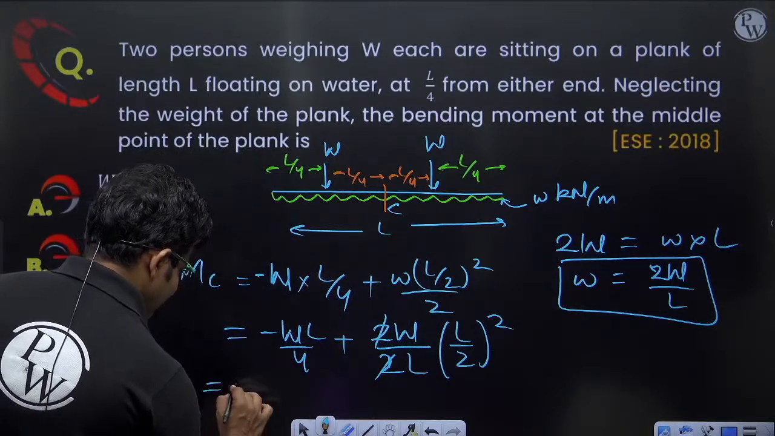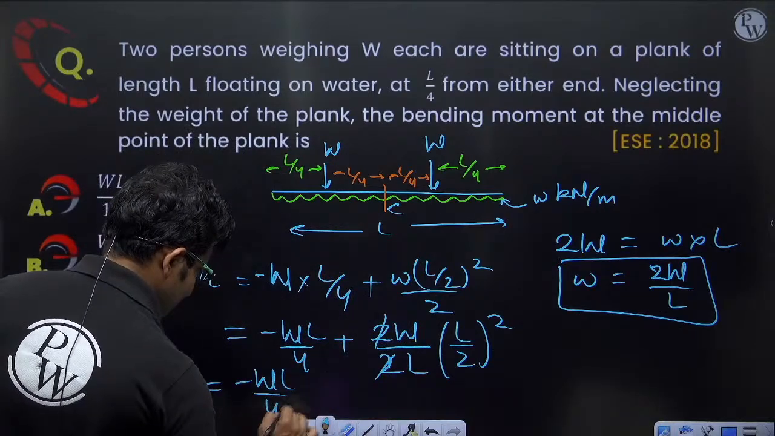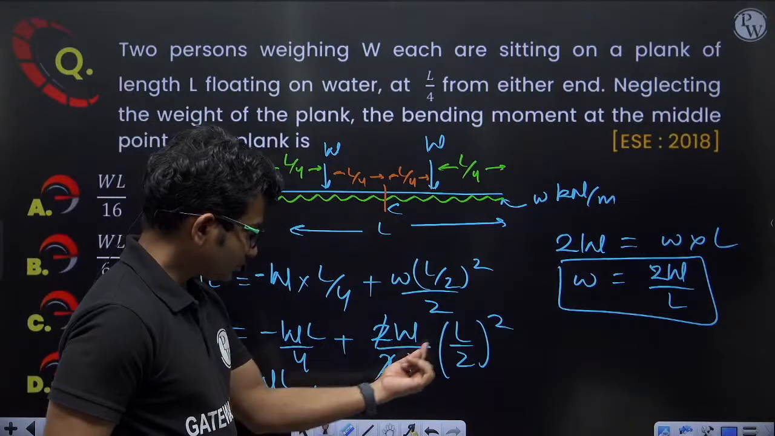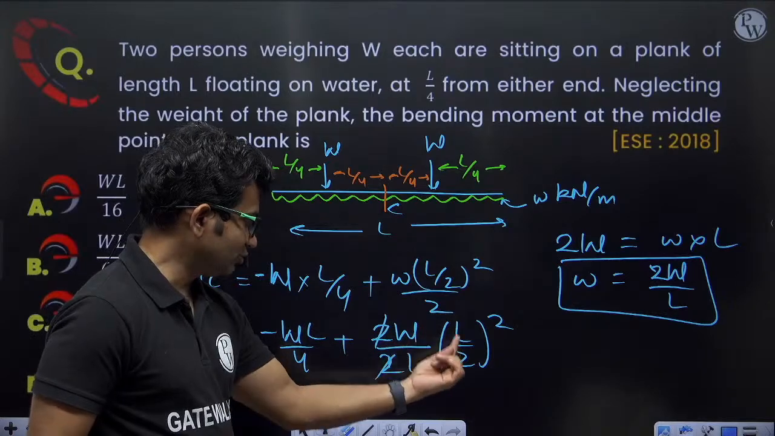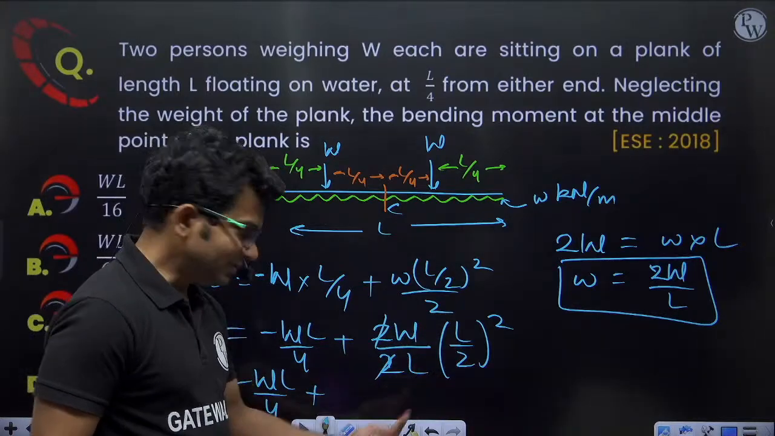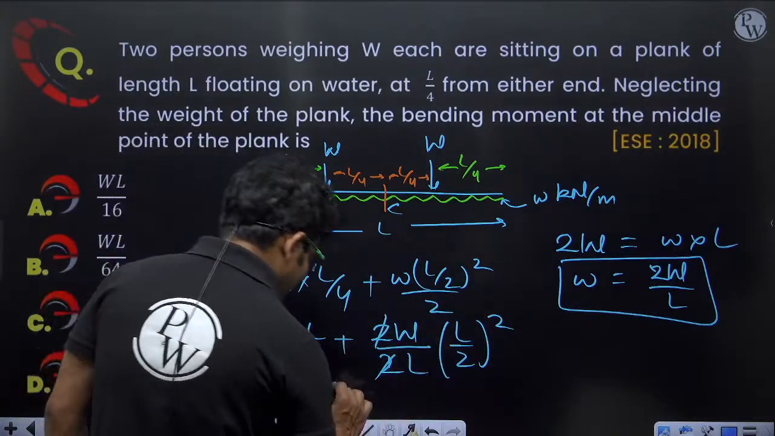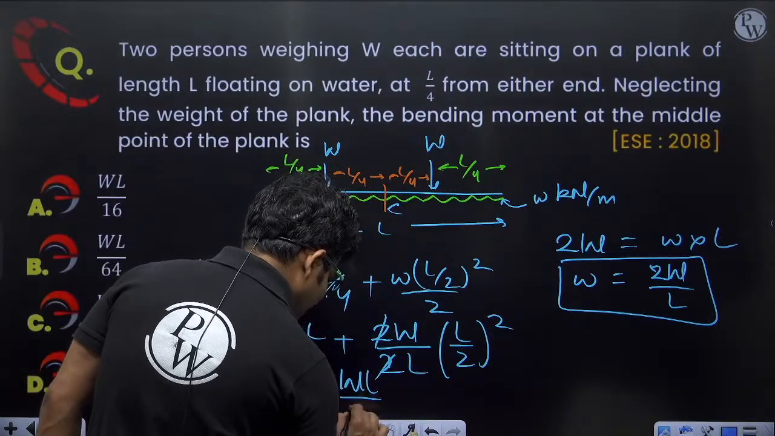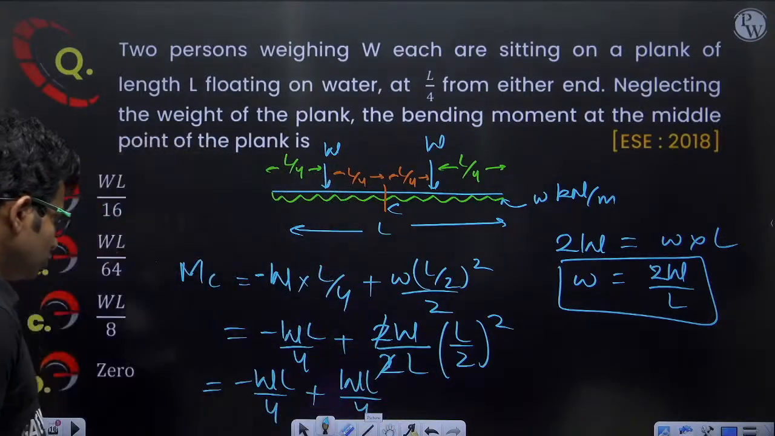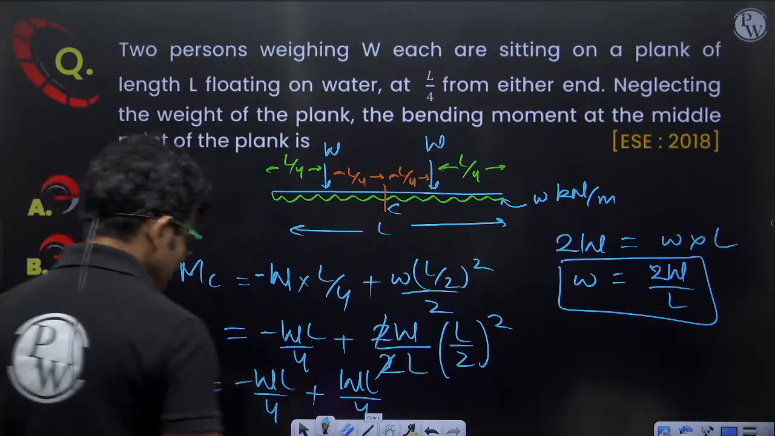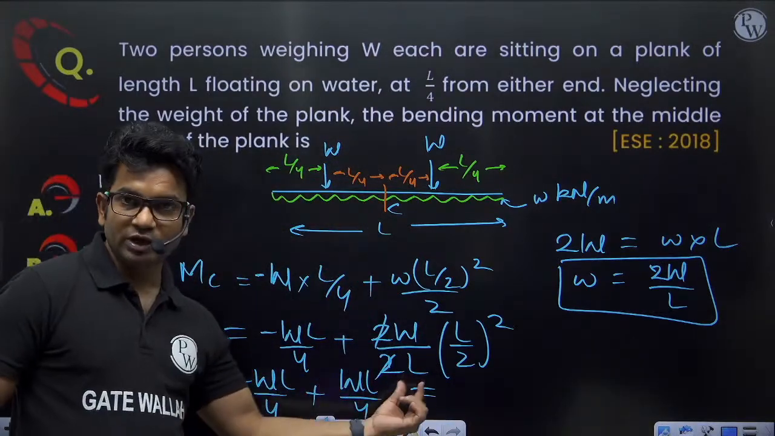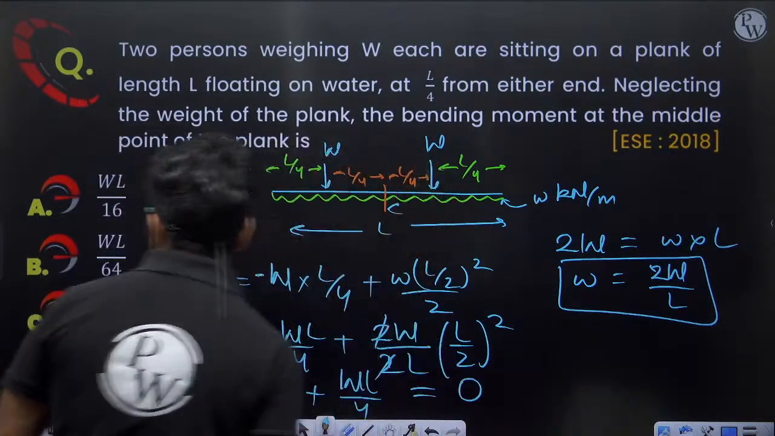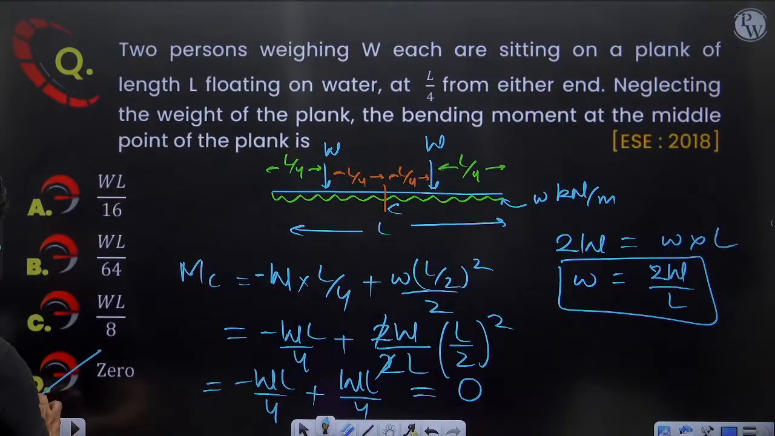So I'll be getting minus WL by 4 plus WL square by 2 square, L square by 2 square. So WL square by 2 square L. That means L and L will be cancelled, WL by 4, 2 square will become 4. So minus WL by 4 plus WL, minus WL by 4, minus WL by 4 plus WL by 4, I'll be getting 0. Okay, so the correct answer will be option D.